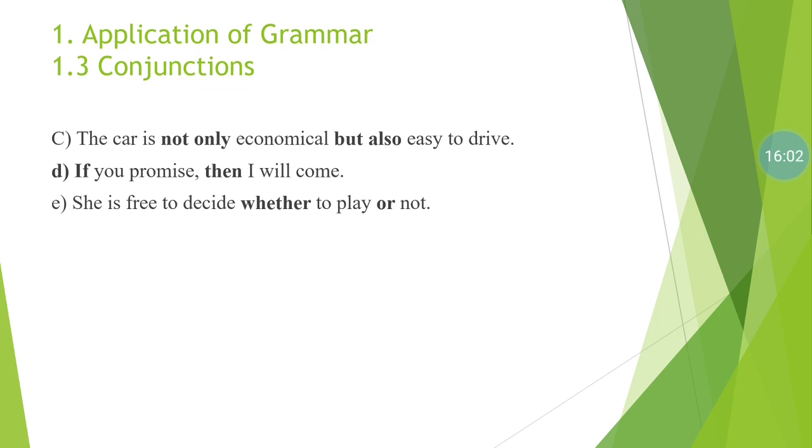Next sentence, if you promise, then I will come. If, then. These are the conjunctions used in the sentence to join two clauses. You promise, I will come. Means if you promise, then I will come. She is free to decide whether to play or not. In this example, she is free to decide to play or not, means play or not play, etc. Joining these two clauses, we use whether or.